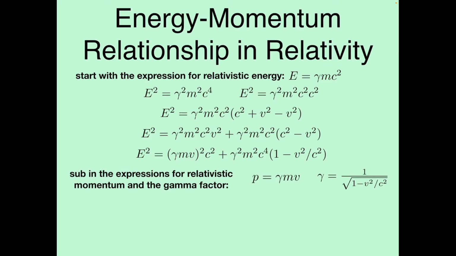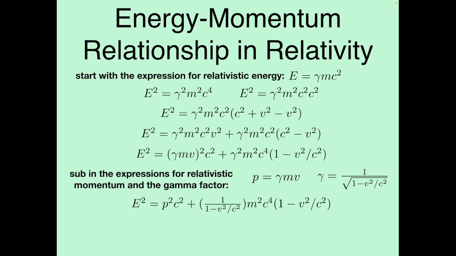We're going to sub in some expressions that we've developed earlier in this lecture, specifically for momentum and the gamma factor. So we recall that the momentum in relativistic terms is given by P equals gamma mv. Well, I have gamma mv right here in the parentheses, so I'm going to sub in P for that. And then we remember that gamma is equal to 1 over the square root of 1 minus v squared over c squared. So I'm going to plug that in for gamma right here. And here's what we get.